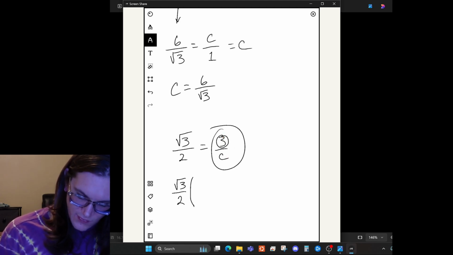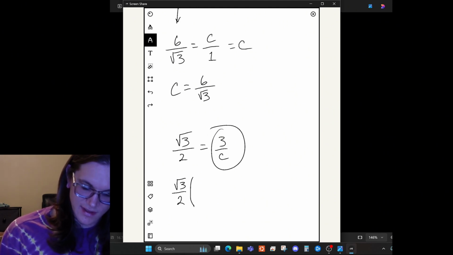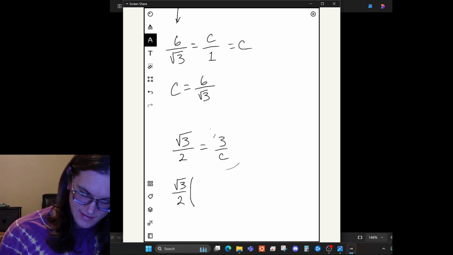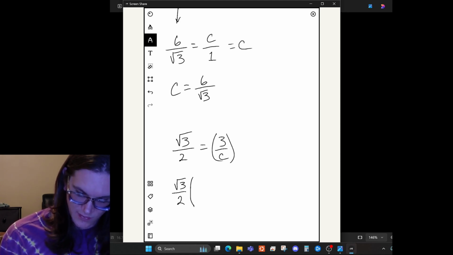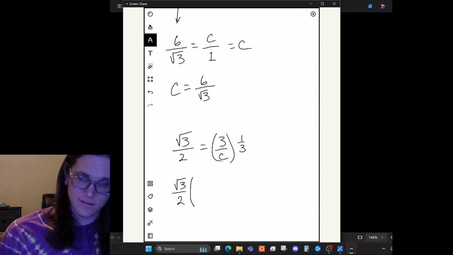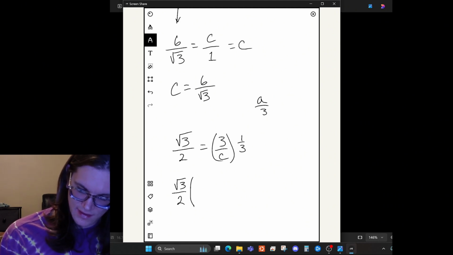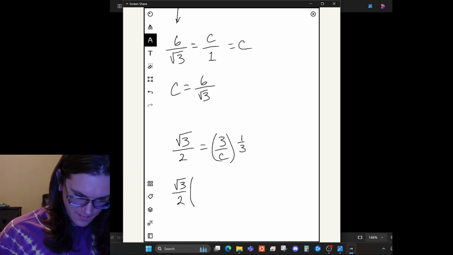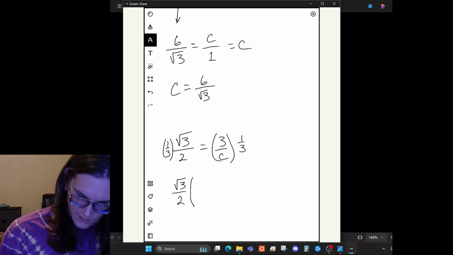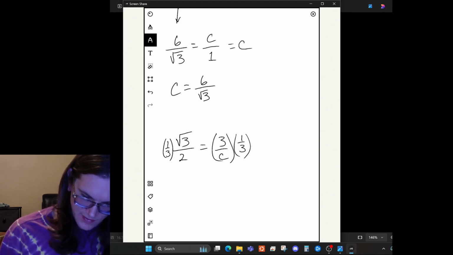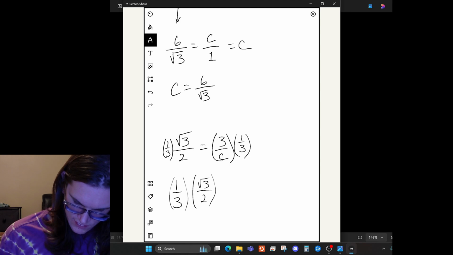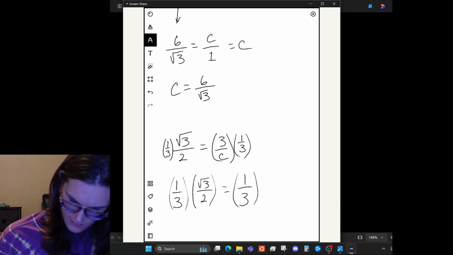If I want the 3 to move to the opposite side of the equal sign, then it needs to do the opposite operation over here. The way this is taught in an algebra class, or at least in my day, was to divide by 3 on this side, and a divided by 3 is the same as a times 1/3. A is for arbitrary, so don't look into it. We can multiply by 1/3 on both sides, or divide by 3, whatever you want to call it. So the step-by-step way is 1/3 times root 3 over 2 equals 1/3 times 3 over c.